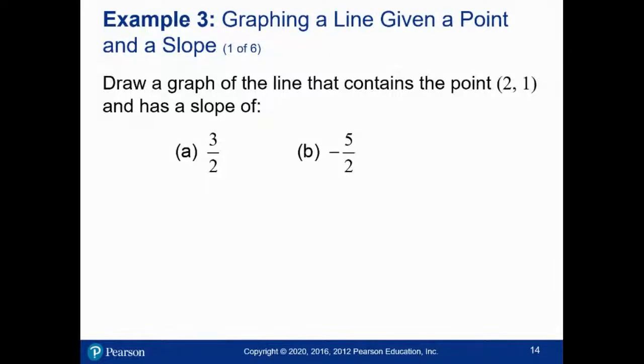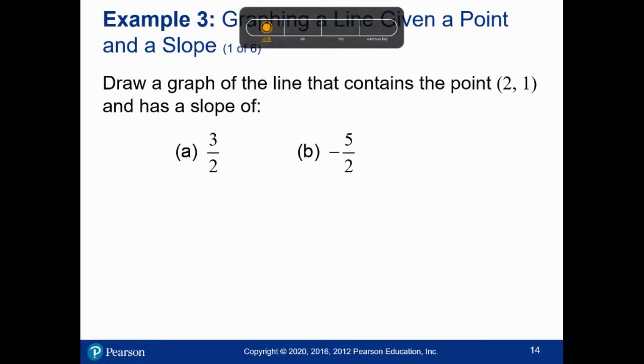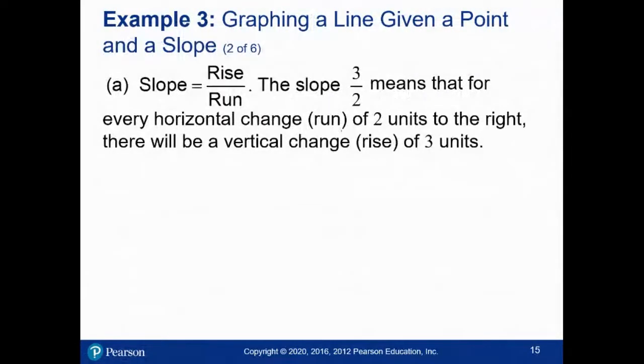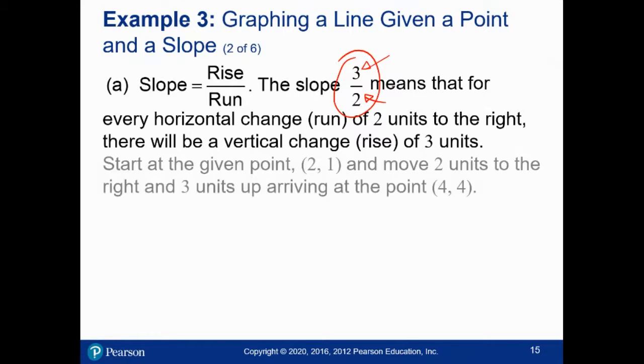Okay, so let's continue learning about lines, graphs of lines, slope, and all that. Can I draw the graph of a line that contains the point (2, 1) and has a slope of either 3/2 or -5/2? So I hope so. Slope is rise over run. This would mean that for every horizontal change of 2, I get a vertical change of 3.